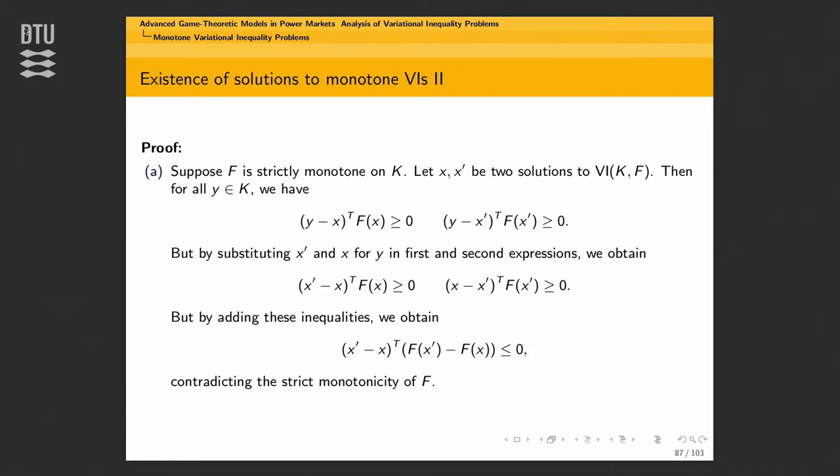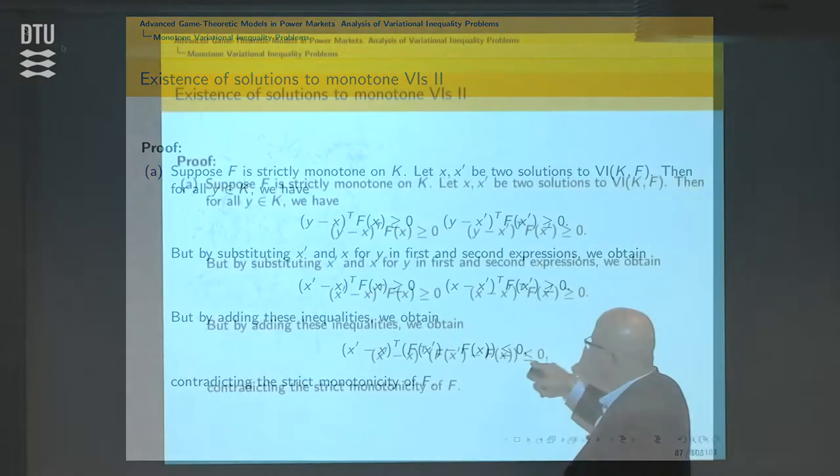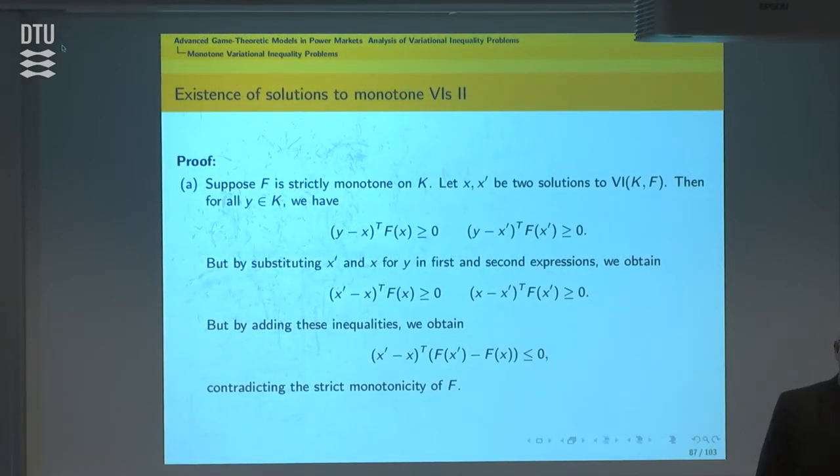Now all I do is I take x prime and put it here, and put x and put it here. So I get two expressions: x prime minus x transpose f of x is non-negative, and x minus x prime transpose f of x prime is non-negative. I just add these. As soon as I add these, it violates strict monotonicity. Done. It's a very simple proof. So as soon as you do it, it violates it, which means that there's no more than one solution. Okay, does everybody see this?